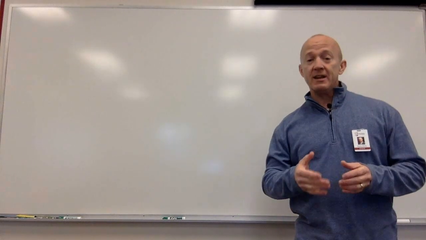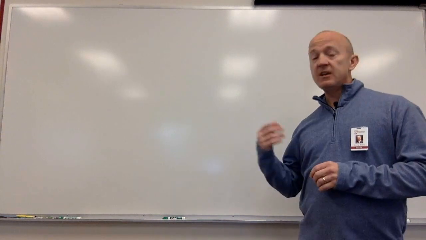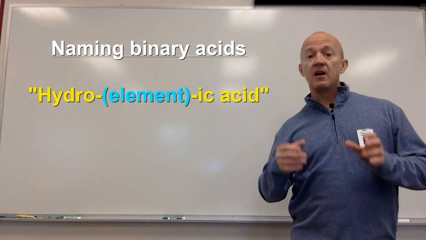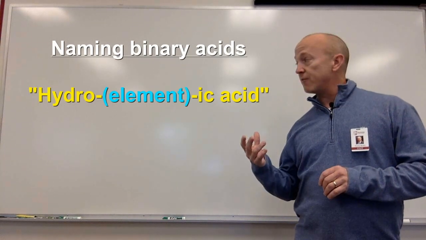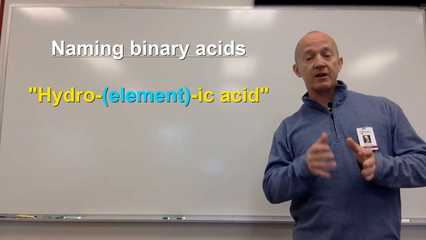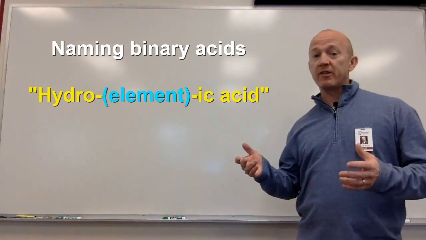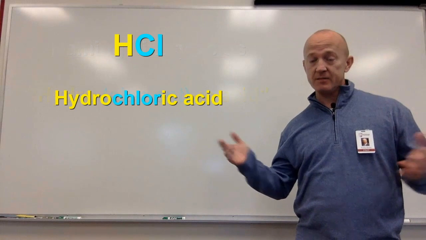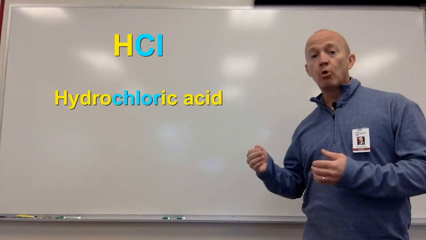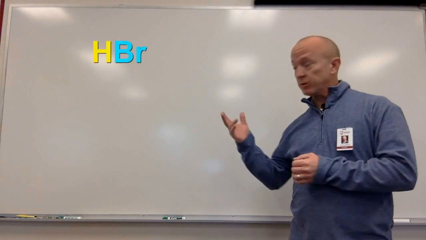Here are the rules in naming binary acids. In naming a binary acid, the first word always contains the prefix hydro. Then the root of that first word is the other element that's involved. Finally, you end with the suffix IC. The second word in the name is always acid. So this one, for example, would be hydrochloric acid. Try this one.